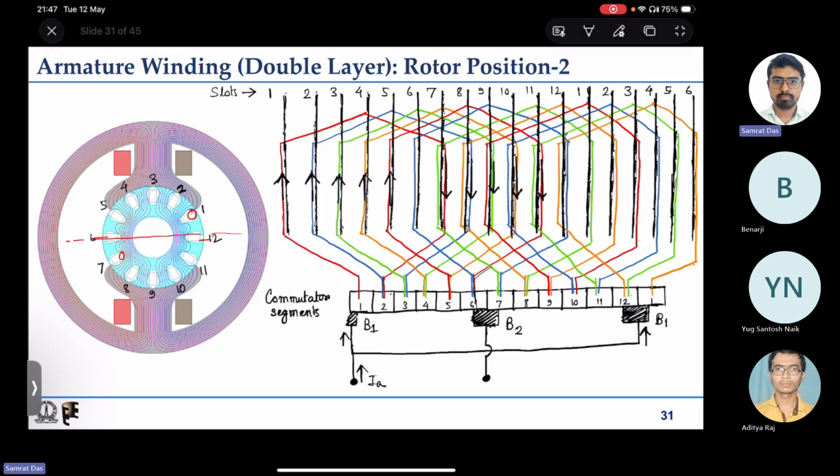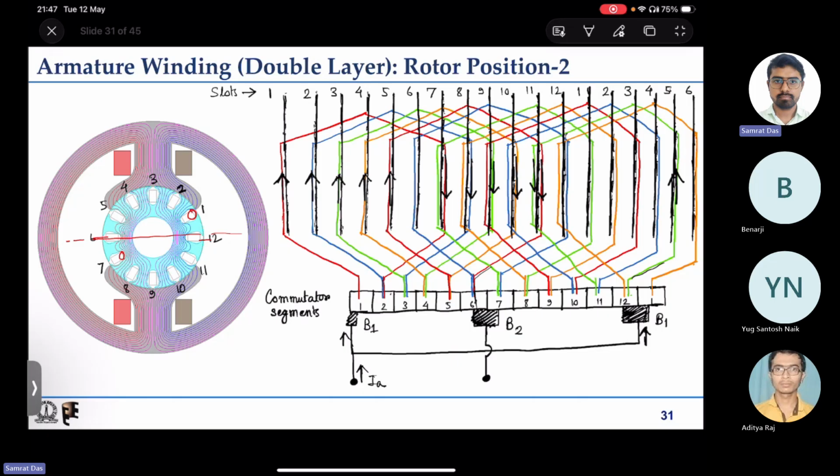What is the other IA by 2? The other IA by 2 is actually here. So obviously it should not go to coil number 12, the orange one, because it is shorted. So the current will flow through this green one, it will go up, through the green one it will come back again.